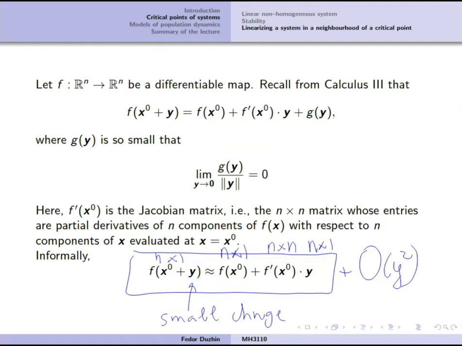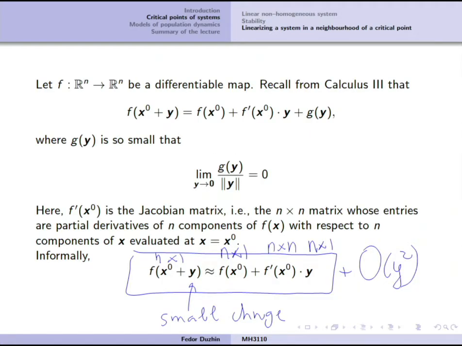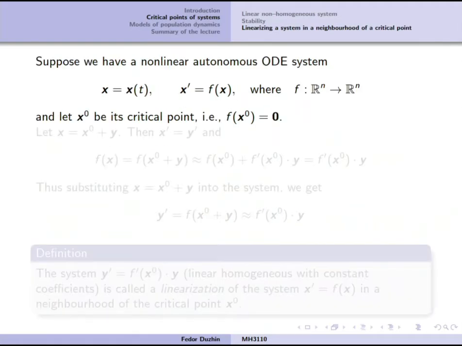there exists a Taylor series, so the next part is going to involve the Hessian matrix, and then there will be some cubic terms, and so on and so forth. So the rest is complicated, and it doesn't concern us now. So now we just need to understand that the Jacobian matrix gives us a linear approximation for the map from Rn to Rn in the neighborhood of a critical point.